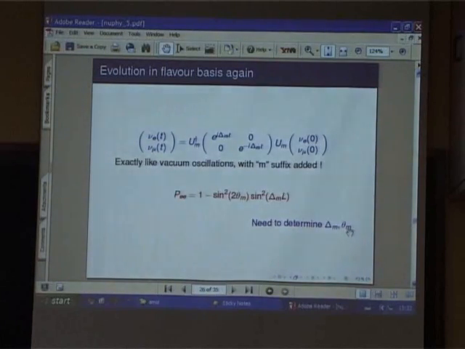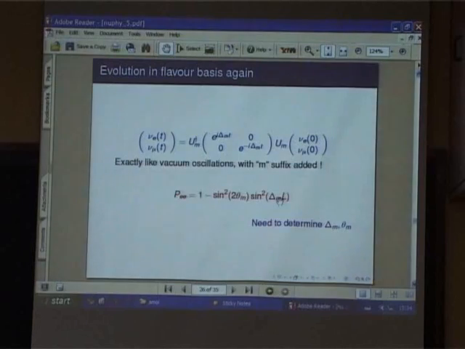So what we managed to do is take our problem. Instead of exponentiating some complicated matrix, we went to the right basis. And in that basis, we know the solution is very simple. Of course, the final solution doesn't depend on what basis you use. So you have the solution almost handed to you. You give me the value of delta m and theta m, I'll give you the probability.